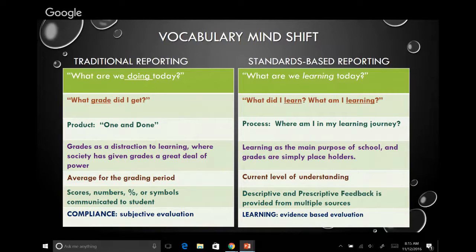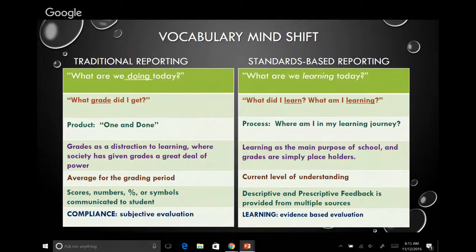And in traditional grading, grades are a distraction to learning, or they can be, and society has given grades a great deal of power. But in a standards-based reporting system, learning is the main purpose of school, and grades are simply placeholders. And in traditional reporting, averaging for grading period, and this applies probably more to secondary than it does for us, but it is something we need to consider. And then in a standards-based reporting system, the current level of understanding, or where the students are at the end of that grading period, is what determines their grade.